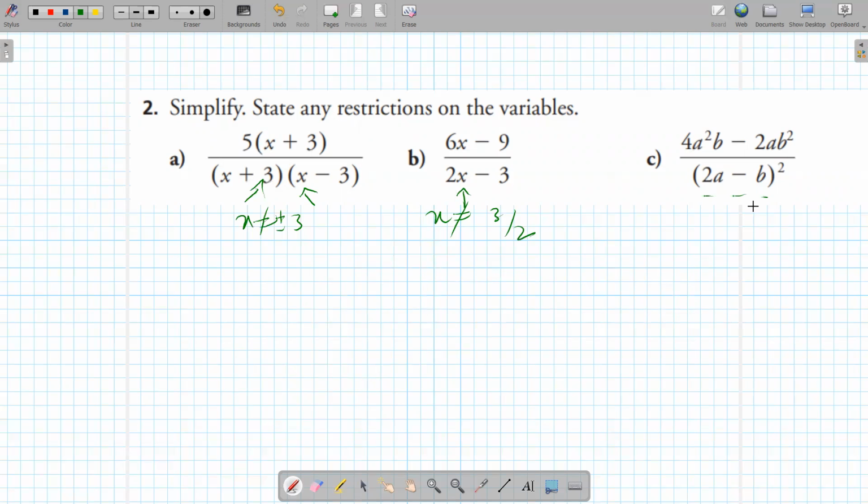What about this one? This one's going to be a little bit trickier. It's not going to be a number. It's going to be a in terms of b or b in terms of a. The idea is the same, right? How did we get 3/2 here? We just set it equal to 0. We're going to do the same thing here. 2a minus b is equal to 0. What's a if you solve for a in terms of b?